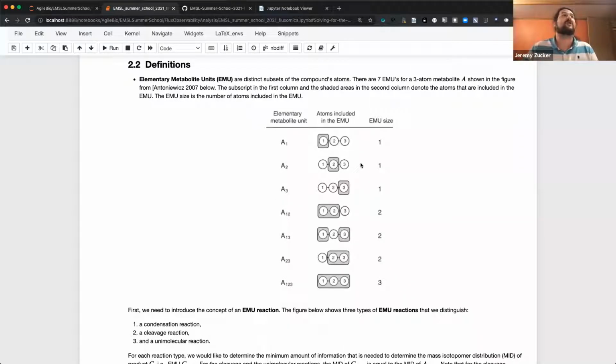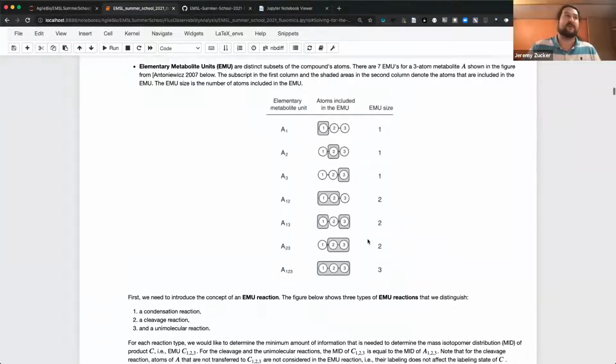But since these are all subsets, you can also consider all pairwise subsets. So A12 is the first 2 atoms, A13 is the first and third, and so on. And lastly, you have the subset of the entire set of atoms, so A1, 2, 3. Okay. So these are the things that we're going to be playing with, and these elementary metabolite units are now going to be our nodes in our graph rather than whole molecules.